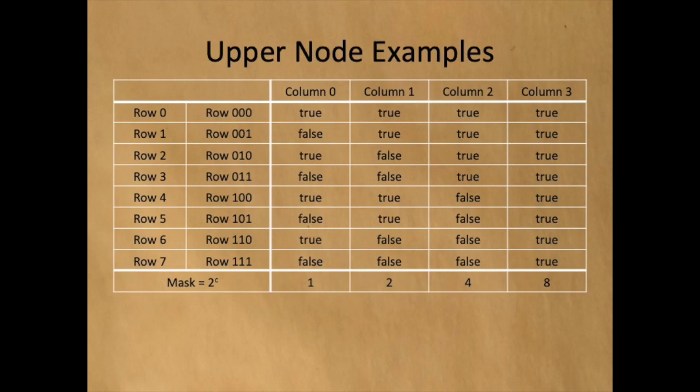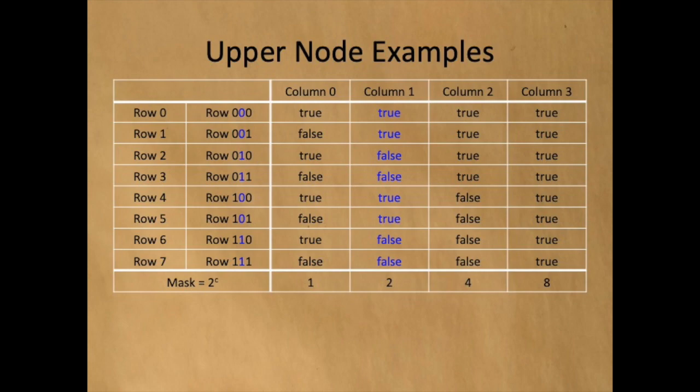This table shows whether a node is an upper node or not, i.e. a lower node. Upper nodes return true, lower nodes return false. Note that column 0 alternates true, false, and so on. So isUpper is true in column 0 when bit 0 of the row ID equals 0.